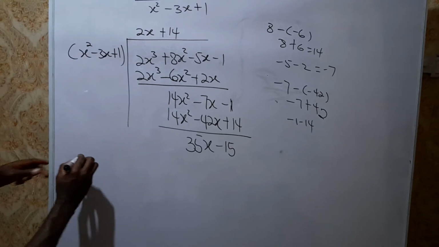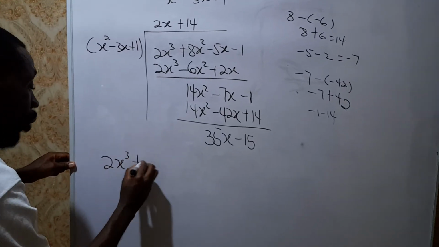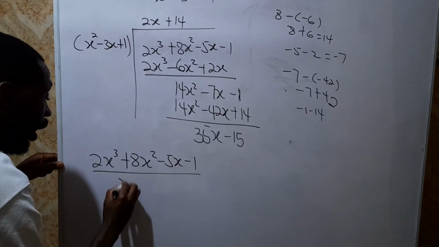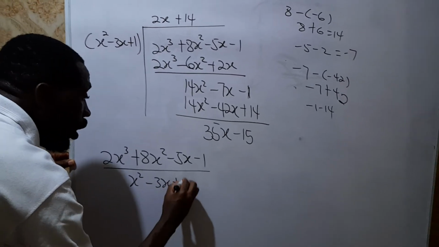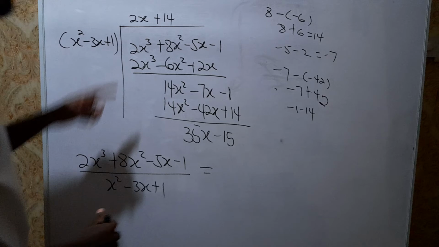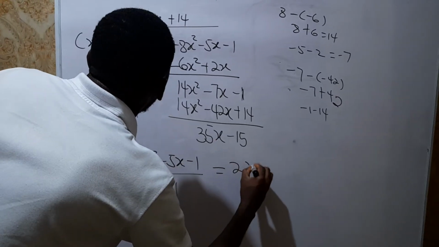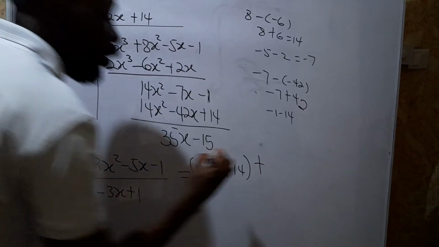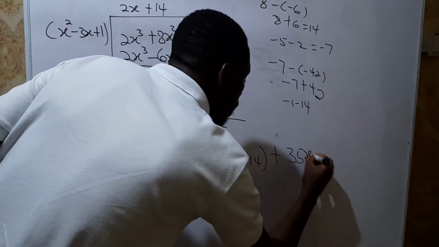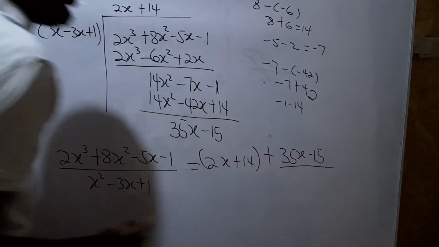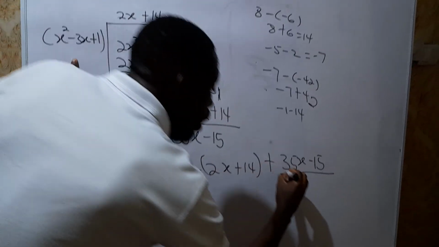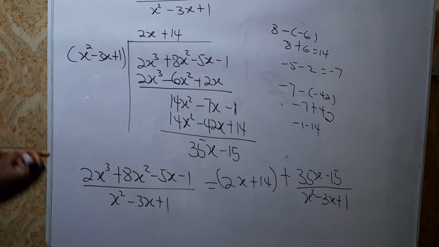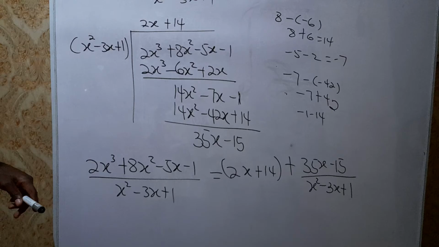So we can say that if you have 2x cubed plus 8x squared minus 5x minus 1 divided by x squared minus 3x plus 1, remember in our introduction we said this will be the quotient. So the quotient will be 2x plus 14, then plus the remainder. The remainder is 35x minus 15 over the divisor, and the divisor is x squared minus 3x plus 1.